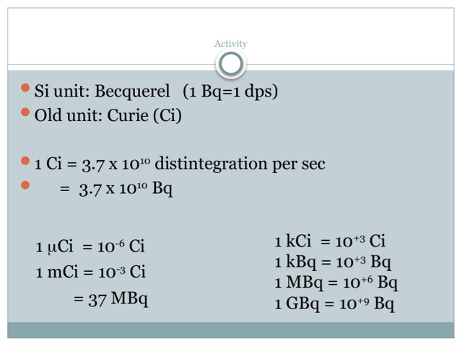It's important to note that the SI unit for radioactivity is the becquerel, abbreviated as Bq, where 1 Bq equals 1 disintegration per second. Historically, the curie was used more commonly, and 1 curie equals 3.7 times 10^10 disintegrations per second, or 3.7 x 10^10 Bq.